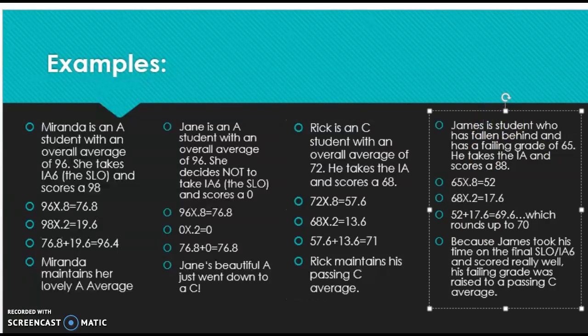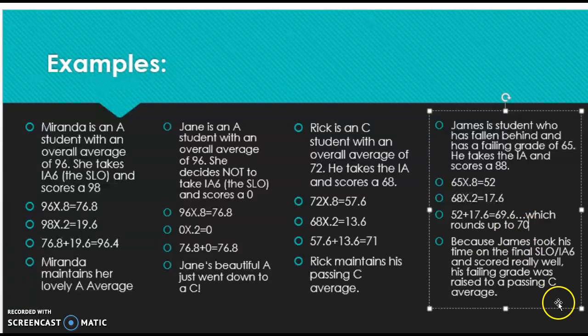Now James is a student who has fallen behind, has kind of dawdled around and is missing a whole lot of assignments, and he has a 65 in the course. He takes that IA and scores an 88. Take the 65, multiply by 0.8, gives you 52. Take the 88 and multiply by 0.2 and you get 17.6. 52 plus 17.6 equals 69.6, which actually rounds up to 70 because he's very lucky.